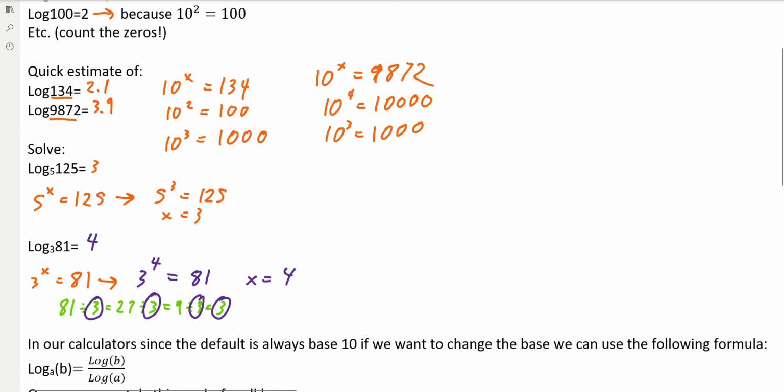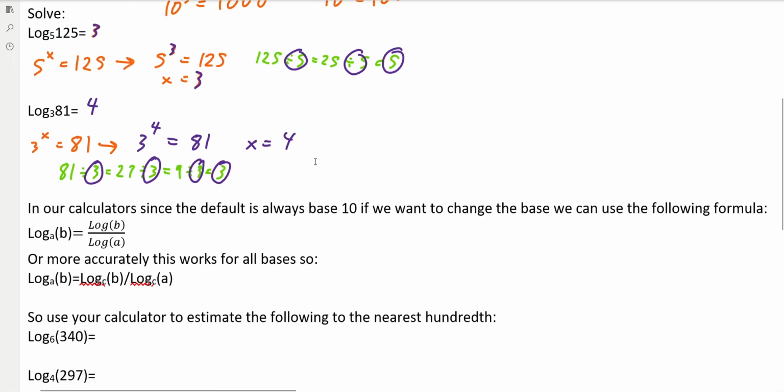You can do the same thing with the other question. I saw it right away, so I apologize if I went too quickly. So 125 divided by 5 equals 25, divided by 5 equals 5. And so we can count up the number of 5s there are, 1, 2, 3. So that's how we got that 3, and therefore this 3. All right, so those are the basic questions when they're relatively easy to do.